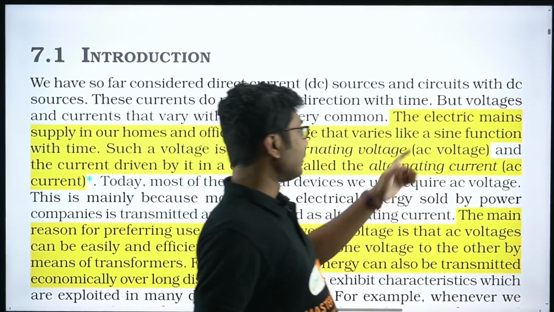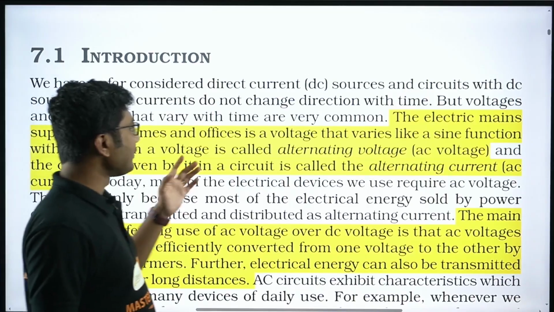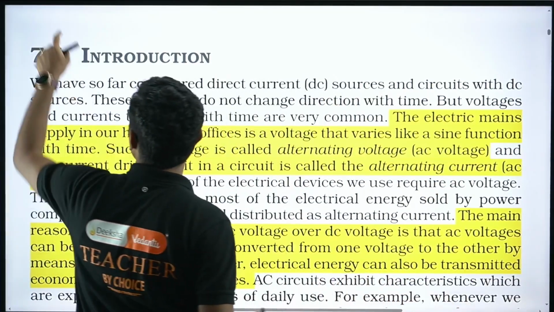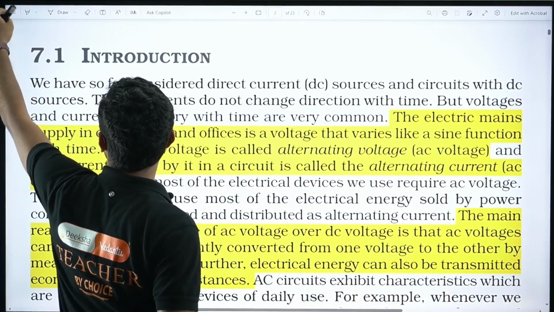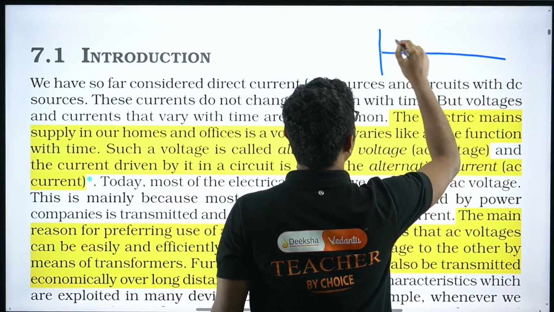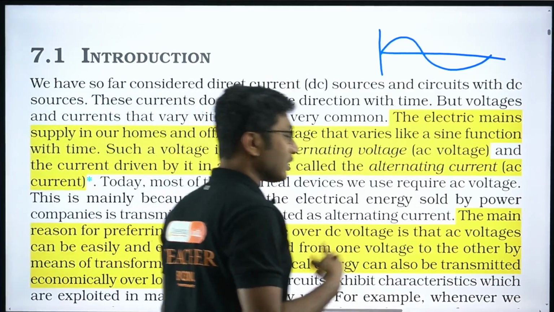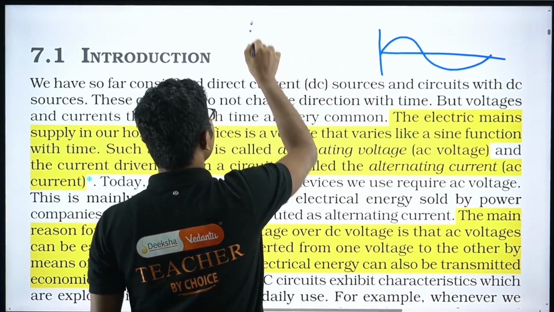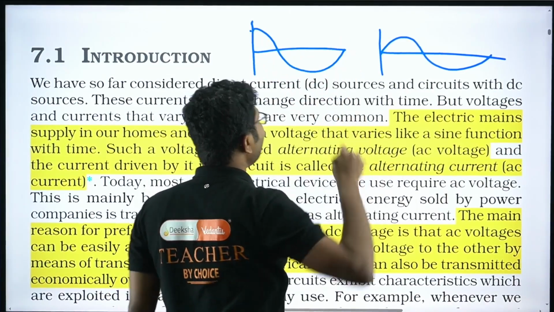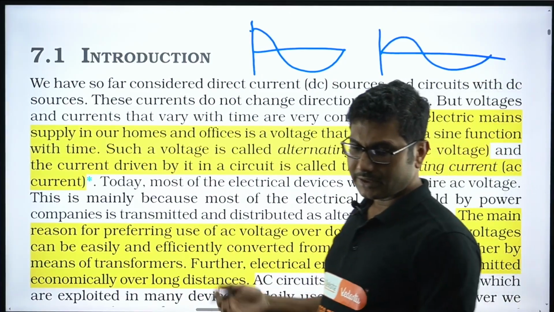Let's see. Here, the electric mains supply in our homes and offices is a voltage that varies like a sine function. So what is a sine function? If you remember, a sine function basically is something like this, right? You remember that this is something like a sine function. Even the cosine function is also a type of sine function. Any function or any combination of different sine functions can be considered a sine function.